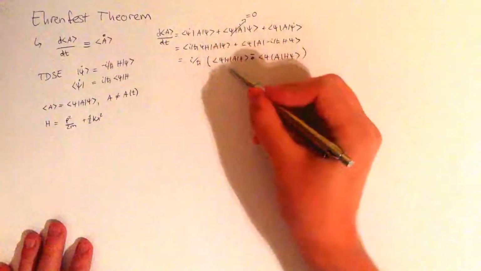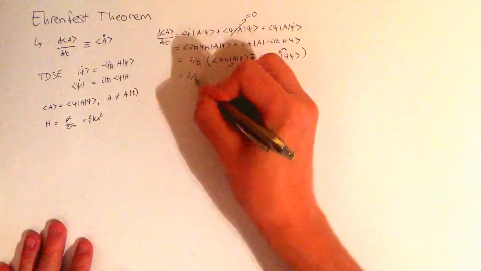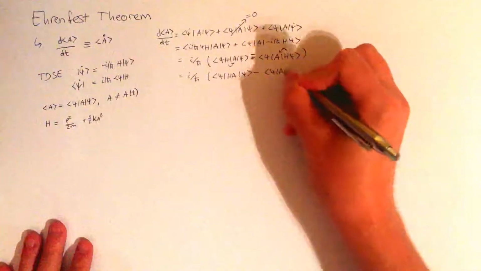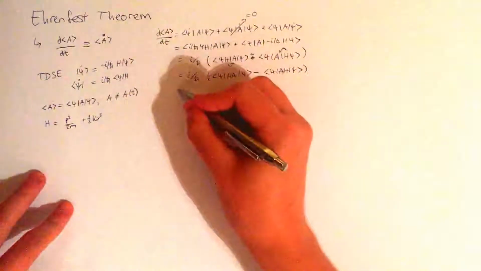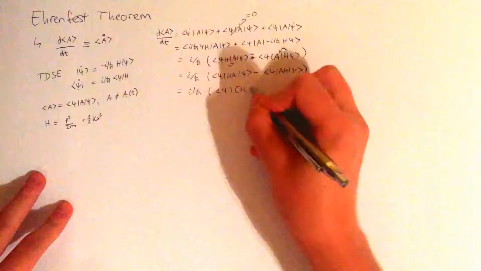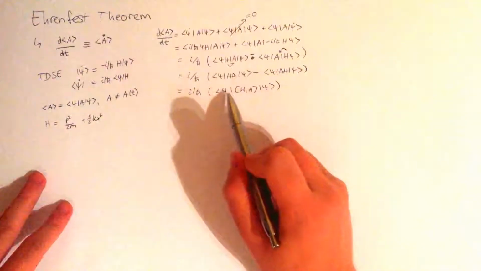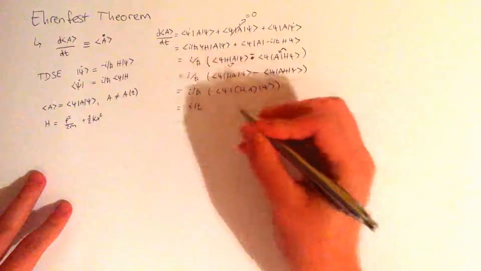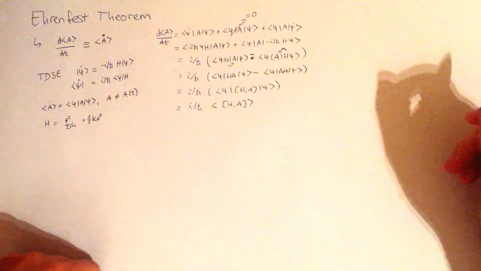So now what we can see is we have Hermitian operators, which means the H's can move into the middle, and now we see we have HA minus AH, which we recognize as a commutator of H and A. Now we can see that this expression, bra operator ket, is the same as the expression for an expectation value, so that the middle term here is just the expectation value of the commutator of H and A. And this is the general form of the Ehrenfest theorem.